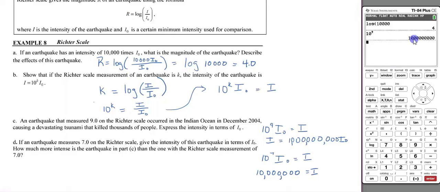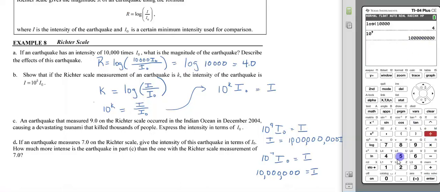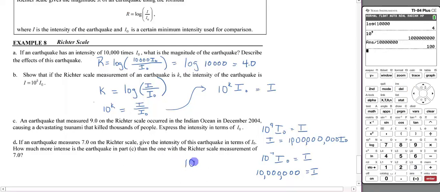So how much more intense is the earthquake in part C? Well, we could take that and divide by the 10 million. Make sure we have the right number of zeros. 1, 2, 3, 4, 5, 6, 7. One too many zeros, so I'll delete one. And it's 100. 100 times more.